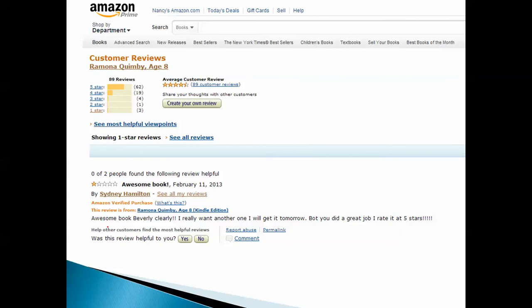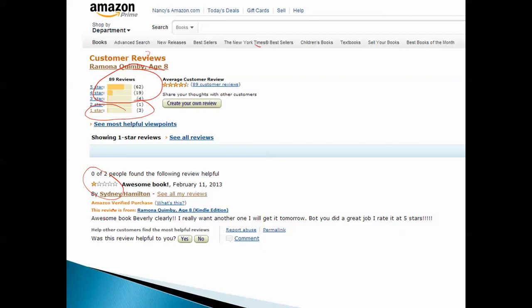Here's another example. Ramona Quimby, age 8. Now, most people really like the book. I think I've read this to my kids, or maybe my wife has. There were a few people who really didn't like it, including this one person who gave it 1 star and said, "Awesome book. Awesome book, Beverly Cleary. I really want another one. I'll get it tomorrow." Run-on sentence there. "But you did a great job. I rated it 5 stars." No, actually you didn't. You just gave it 1 star.